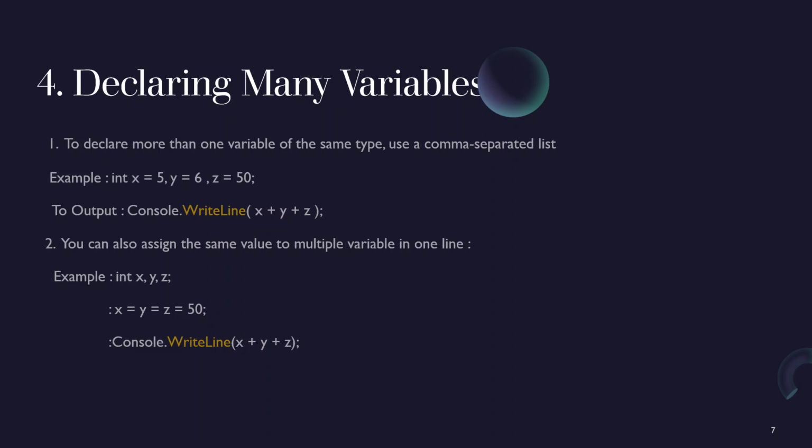You can also assign the same value to multiple variables in one line. Example: int x, y, z; x equals y equals z equals 50, meaning that every single variable here, x, y, and z, is equal to 50. And if you're going to output this, you could output it like this: Console.WriteLine x plus y plus z. That's basically it. And the output here will be 150, which is self-explanatory, I think.